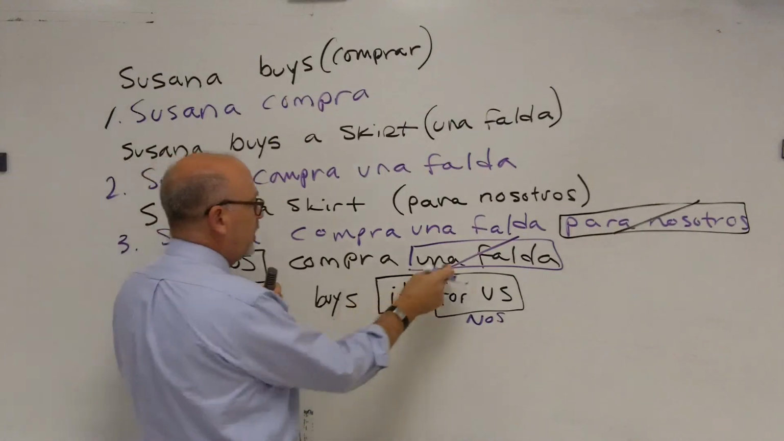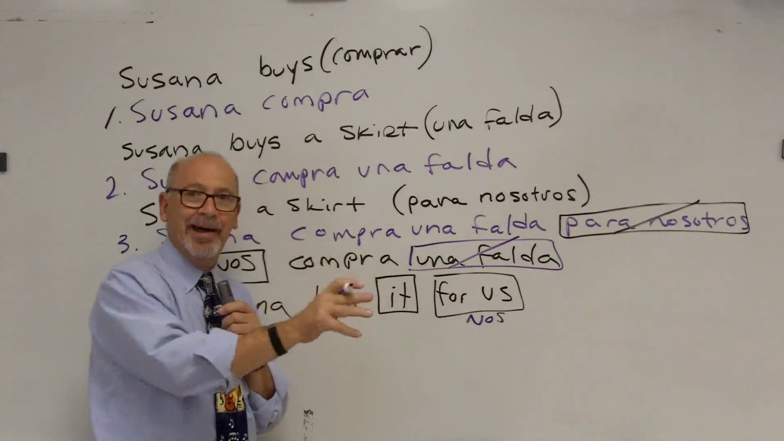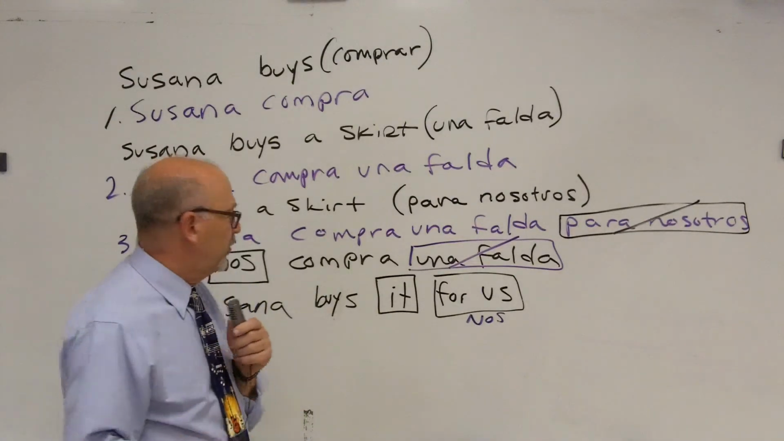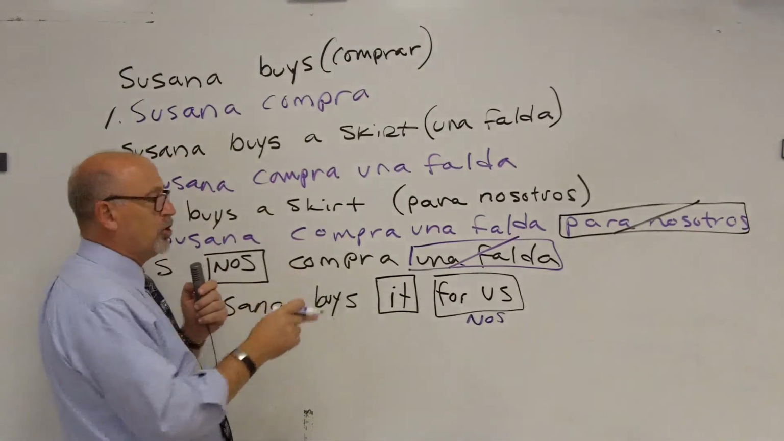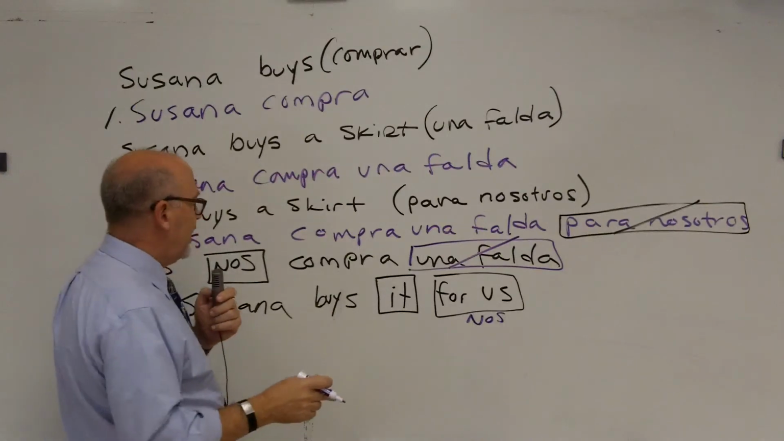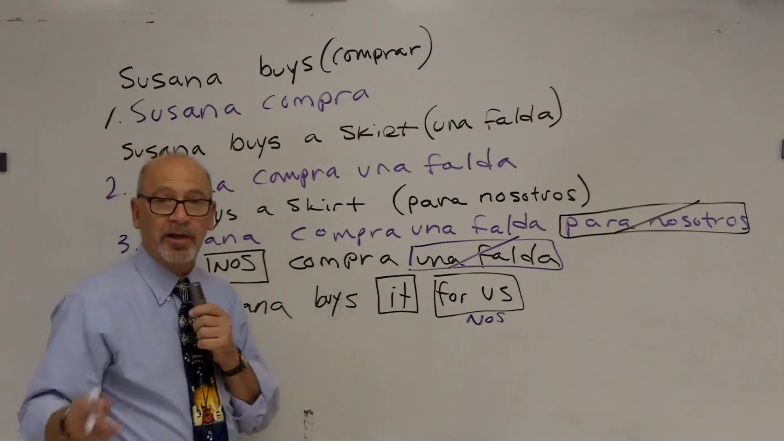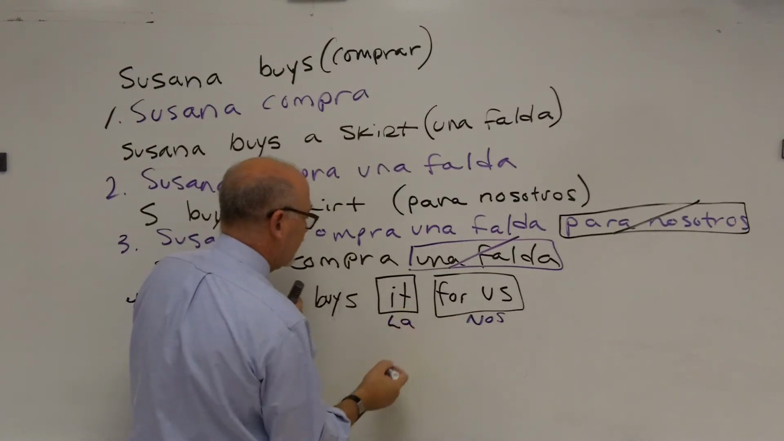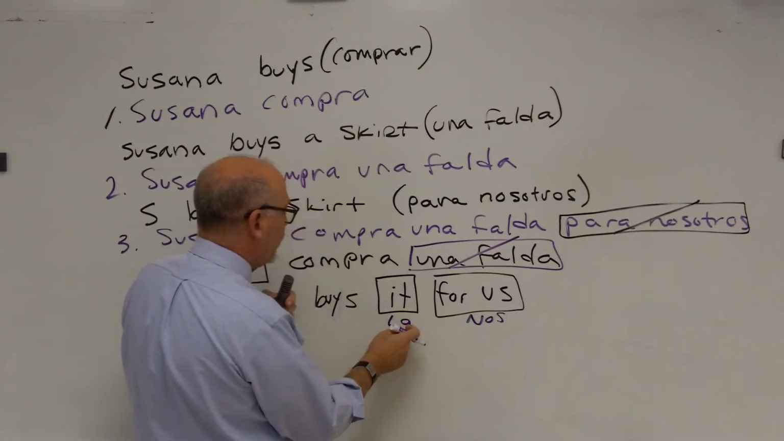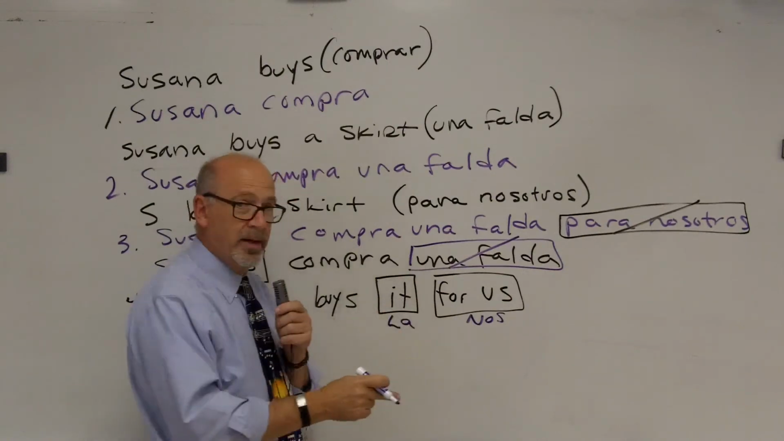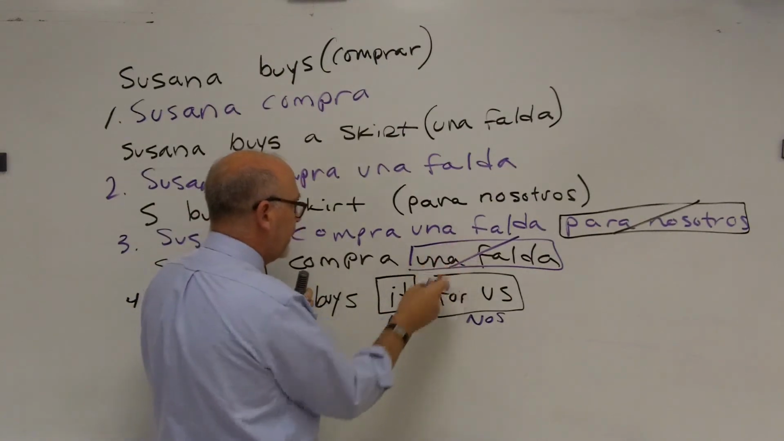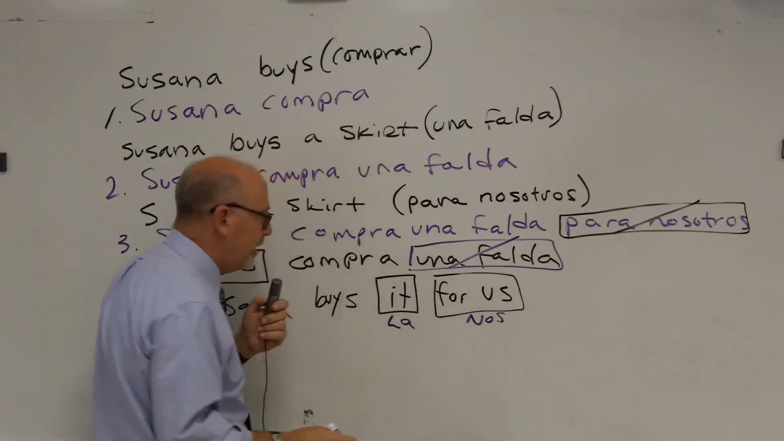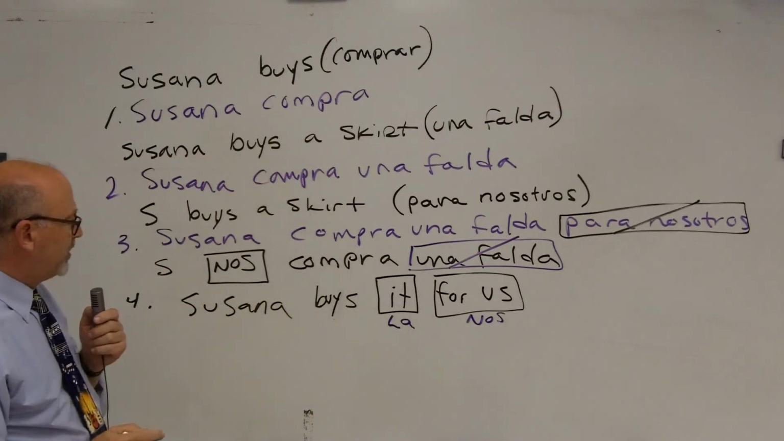So the it that we're using to replace the word una falda, because we can't use falda. We don't want to say Susanna buys a skirt for us. We want to say she buys it for us. And the word you're going to use is, I know, you already got the answer, la. So this is the it that you want because it's taking the place of falda, all right? So we've got two of these words here. Well, now what are we going to do? Susanna buys it for us.